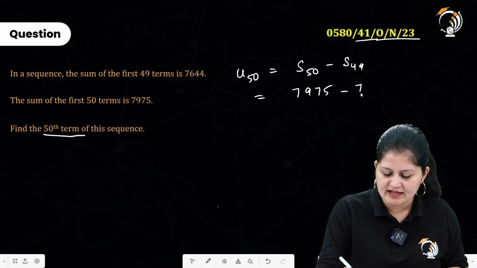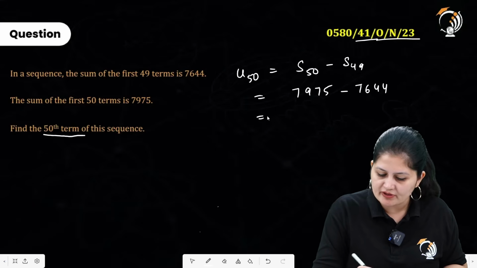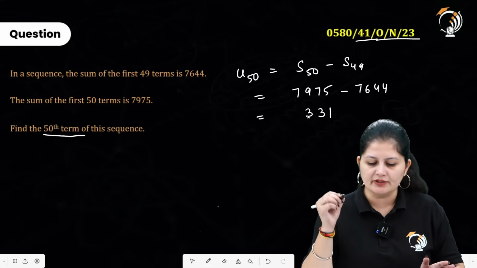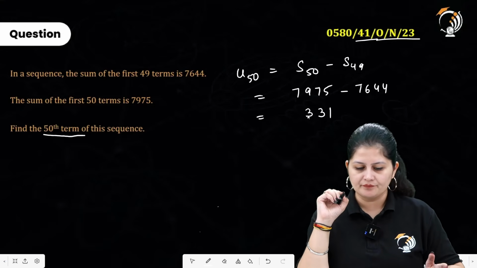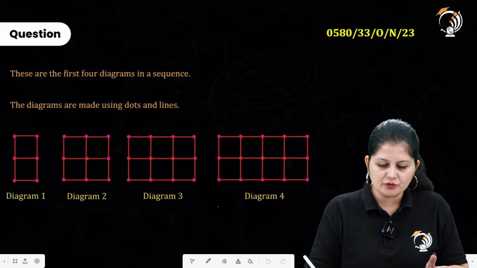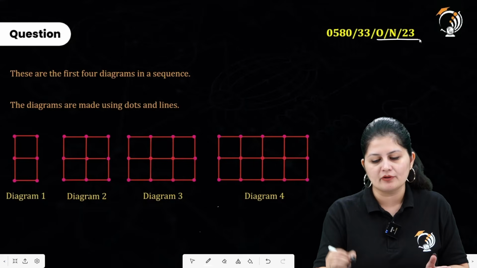So this is going to be 7955 minus 7644. That is what we are getting here. So what is going to be the 50th term here? That is going to be 331. Okay? Clear?